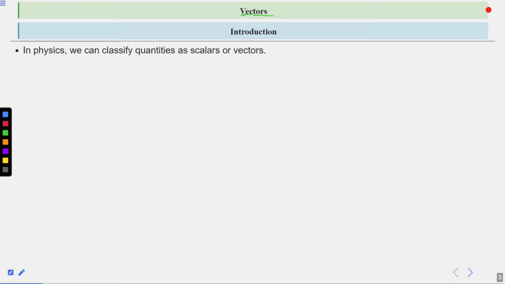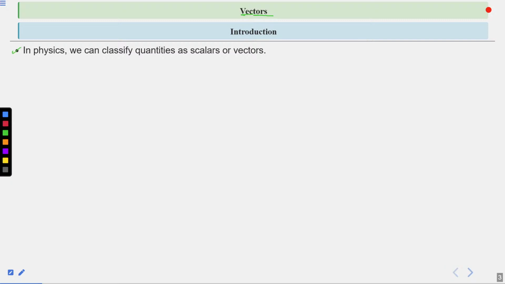Vectors help us represent physical quantities that have both magnitude and direction, like displacement, velocity, acceleration and force. So a strong understanding of vectors will help you in solving numerical problems and help you truly understand how physics works in the real world. So this is very important.